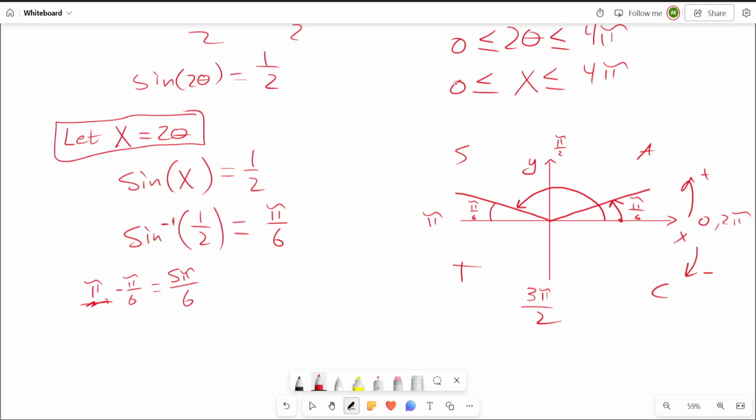My range, remember, is 0 to 4 pi. So I can go from here up to the next answer, which is going to be all of this. So a complete rotation, which is 2 pi, plus this part, which is pi over 6. So my next angle is going to be 2 pi plus pi over 6, which is 13 pi over 6. Okay, let's continue for the angle after this.